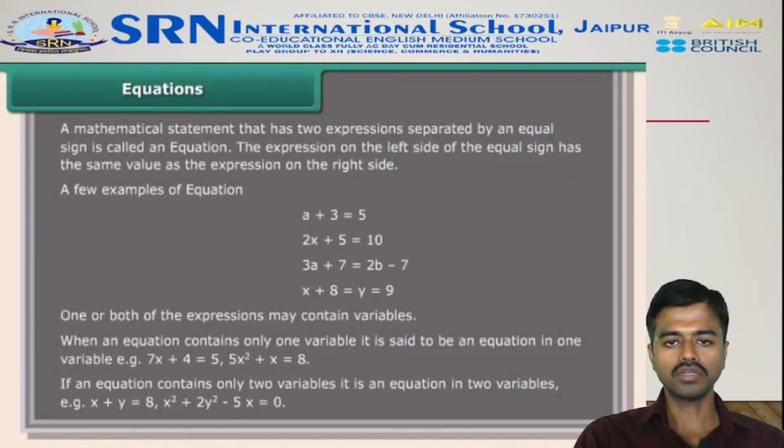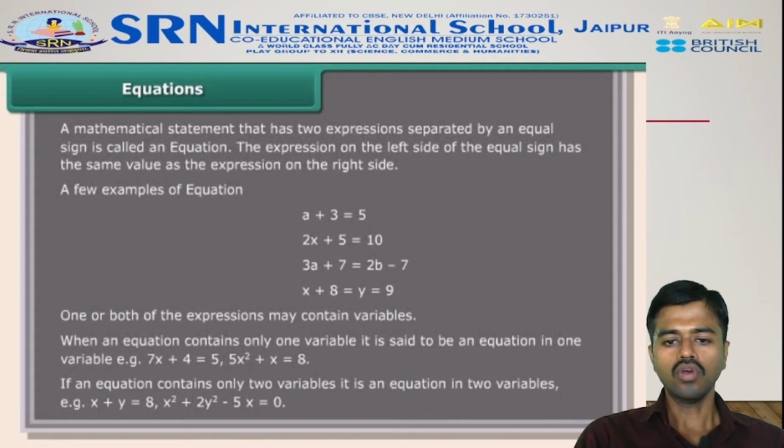Now, equation: a mathematical statement that has two expressions separated by an equal sign is called an equation. The expression on the left hand side of the equal sign has the same value as the expression on the right hand side. Few examples are: a plus 3 is equal to 5, 2x plus 5 is equal to 10, and so on.